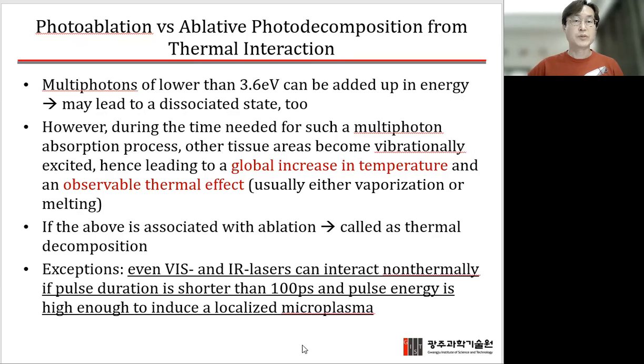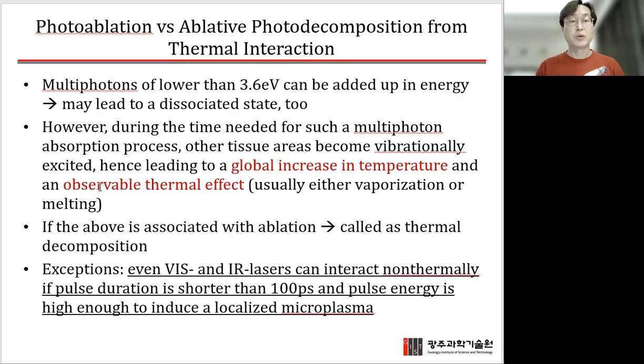And then multiphotons of lower than 3.6 electron volts can actually be added up in energy, and that may lead to a dissociated state too. However, during the time needed for such a multiphoton absorption process, other tissue areas are also going to become vibrationally excited, so that it will lead to a global increase in temperature.